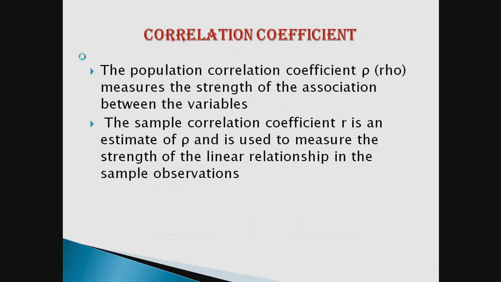Now, there is a concept called the correlation coefficient, denoted by rho, which measures the strength of the association between the variables. This correlation coefficient is calculated with the help of another term called covariance. Covariance between two random variables is a measure of the degree to which the two variables move together.